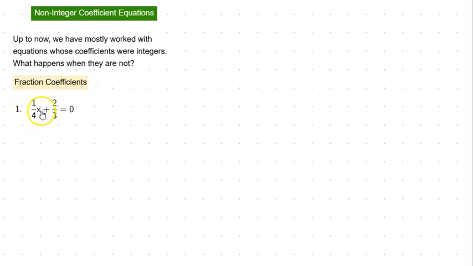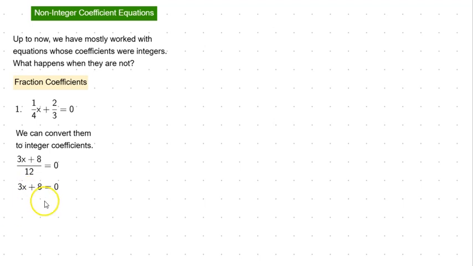We have 1 by 4 x plus 2 by 3 is equal to 0. We can convert them to integer coefficients. So we take the LCM of the denominators and we combine these two terms. We get (3x plus 8) divided by 12 equal to 0, which is 3x plus 8 equal to 0. And this we are very familiar with how to solve.